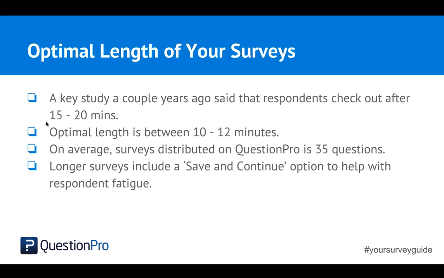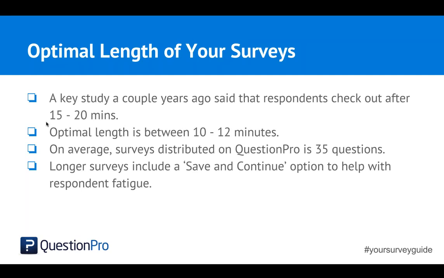especially when all those stakeholders want their questions in there. And this is where you as the person designing, or the team designing the survey, need to be really clear and make some concessions, but be super clear on length, and that you want to make this the best experience for the respondent so that you're getting the best data. And this is where the optimal length of 10 to 12 minutes comes in. I'll tell you, on average, surveys distributed on QuestionPro are about 35 questions, and this can be in the 10 to 12 minute range depending on the complexity of the questions as well.